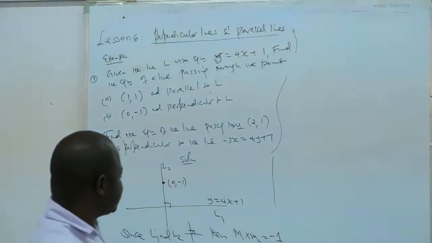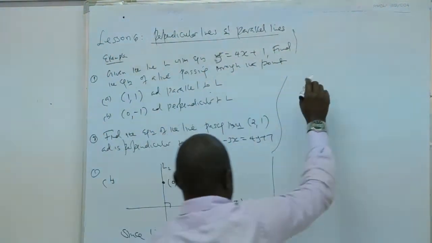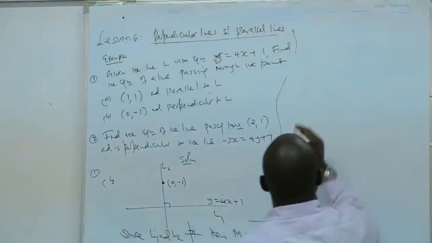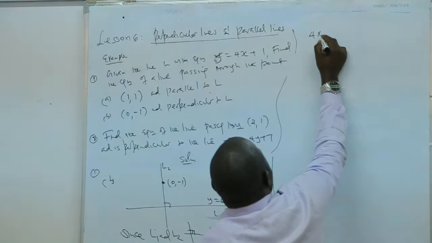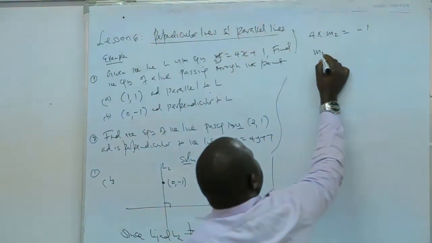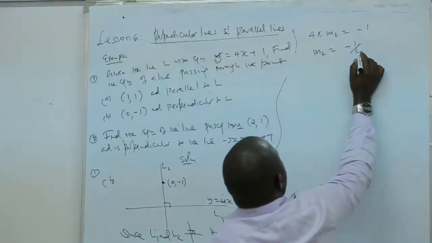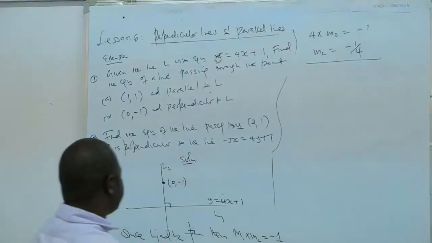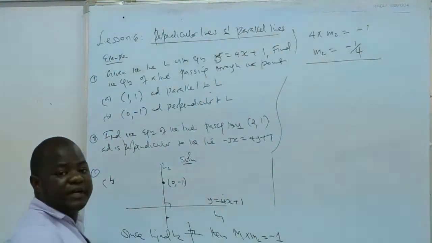So in this case, we shall have the gradient of this, M1, is the coefficient of this, which is 4. So we shall have 4 times M2, which we don't know, equals negative 1. So you divide, and M2 will be negative 1 out of 4. So you have got the gradient. So using the concept of the gradient and the line, we can find a point.